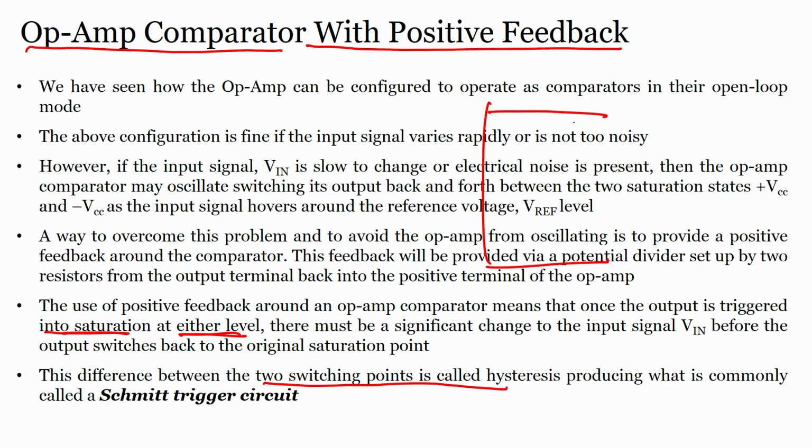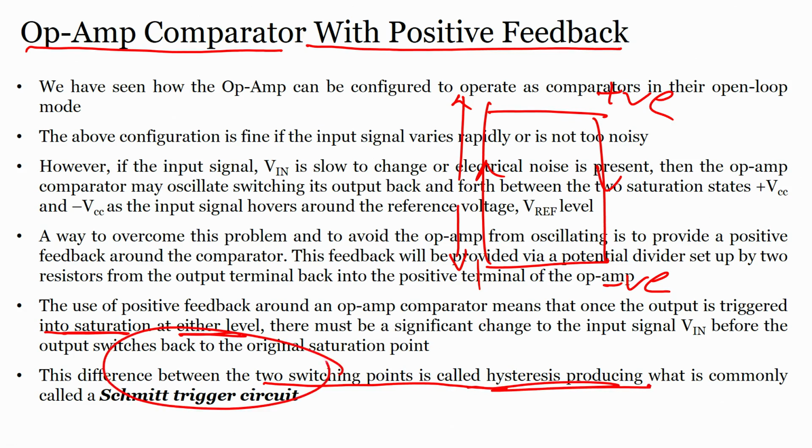It will go here, it will come back here, right, like this you will see the signal. Let us say this is positive saturation, this is negative saturation. So, the op amp will oscillate between these two points, and this is nothing but your hysteresis producing what is commonly called a Schmitt trigger circuit. So, the multivibrator is also called a Schmitt trigger circuit.